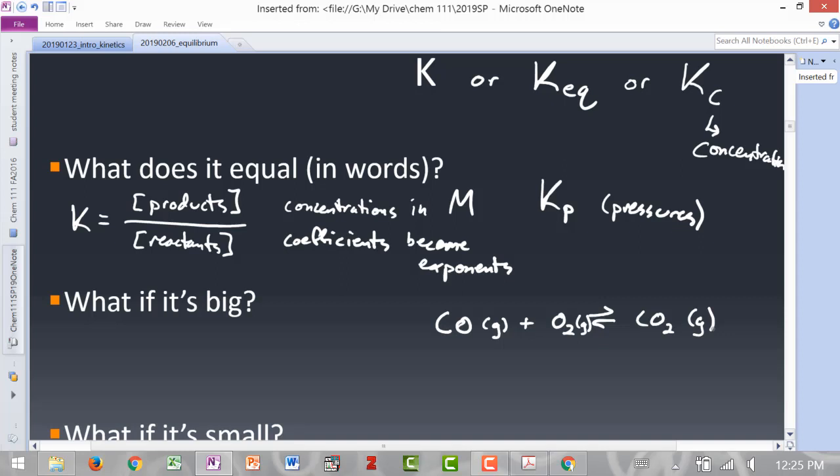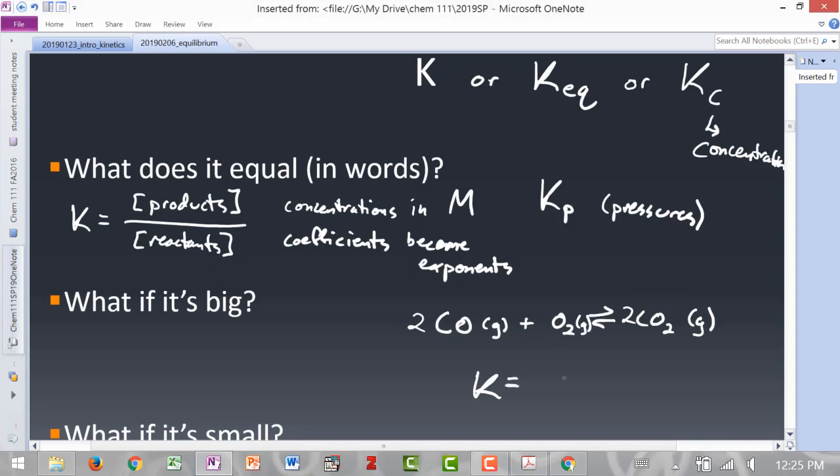Here's an equation. It's not balanced yet. Let's balance it. Is this an example problem? Yeah, sure. Please balance this equation and give the expression for the equilibrium constant. Sure, sure. What do I need? If I do 2 and 2, does that work? That works, right? Now I got 2 carbons, 4 oxygens, 4 oxygens.